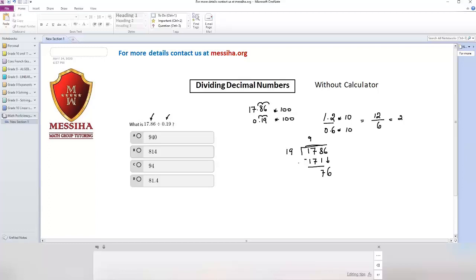Again, I need to try a number that can fit here. So I see here 7. 7 times 1 is 7, but 7 times 9 is 63. So it's not going to work. If I go maybe 5, 5 times 9 is 45, and no, it's not going to work. So I need to go a little bit less, maybe 4. 4 times 9 equals 36. And I have 3. 4 times 1 equals 4, and 3 equals 7. And this is a perfect number. So that means I don't have any remainder. That means the 94 here is the solution. And this is the right answer.